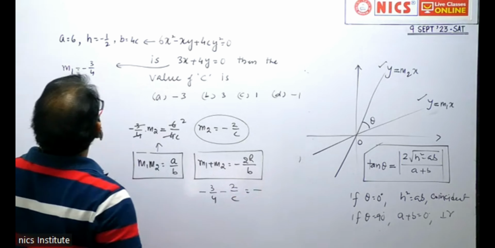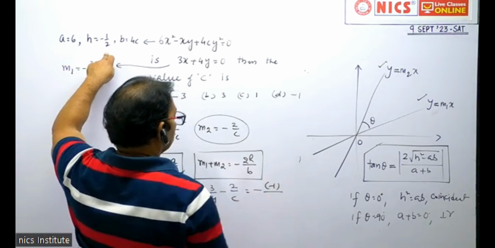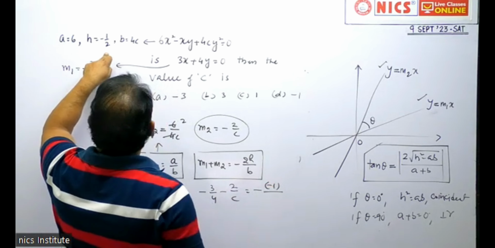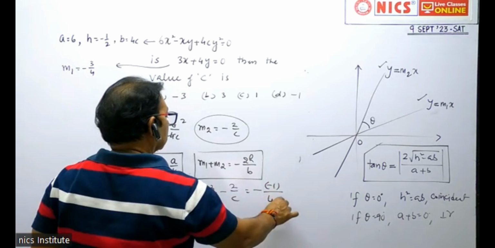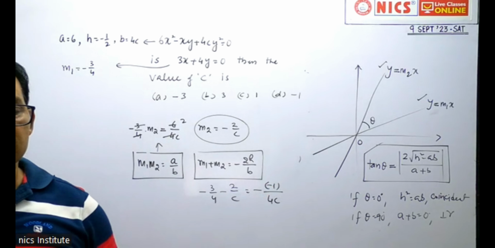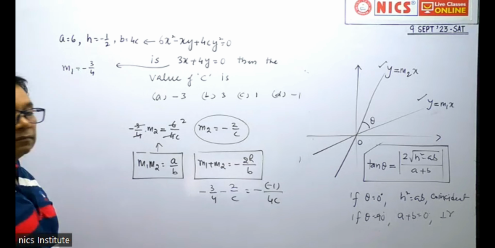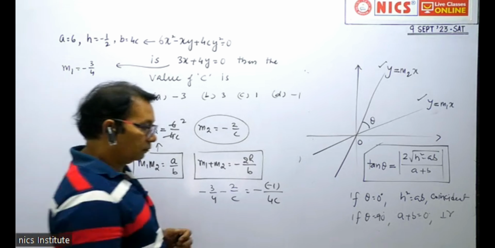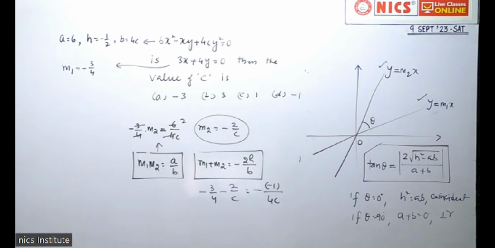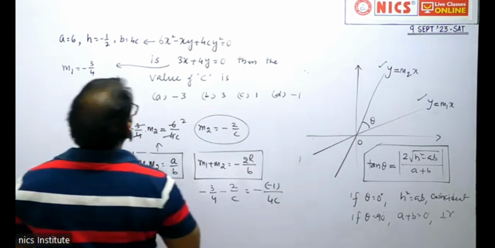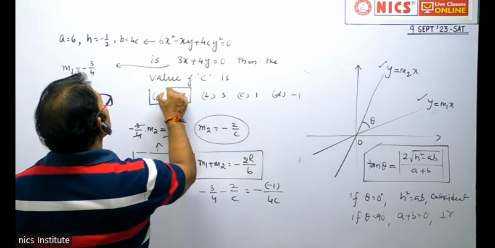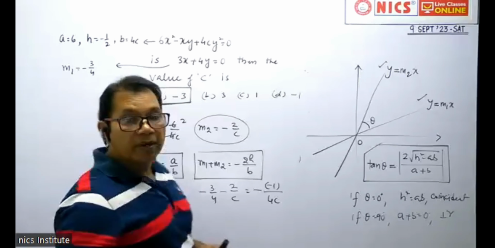Then 2h. What is 2h? 2h is minus 1 divided by b. b is 4c. And then you get the answer. Yes, I think your answer is correct. On simplification, you get c is equal to minus 3. So this was one method. c comes out to be minus 3.